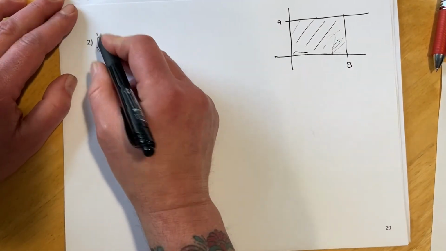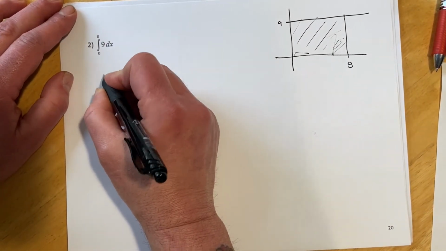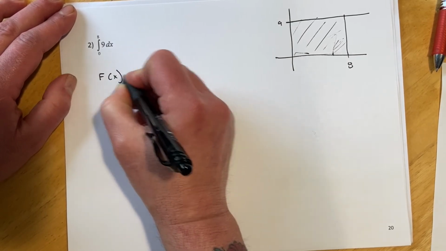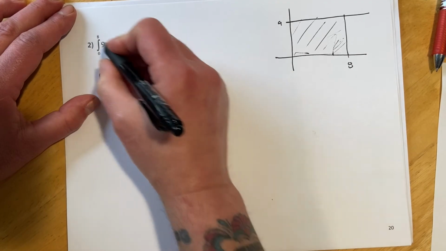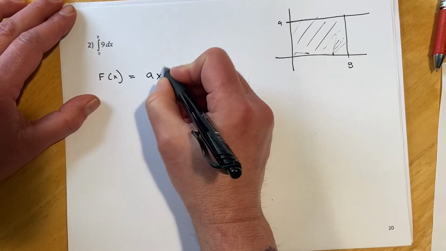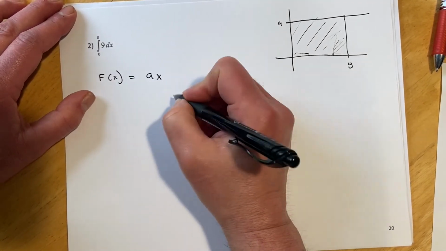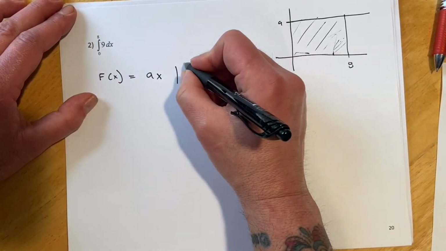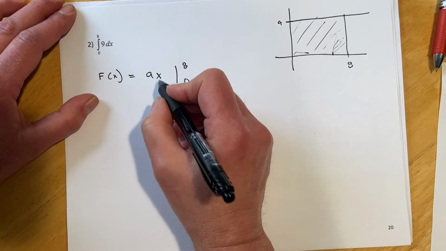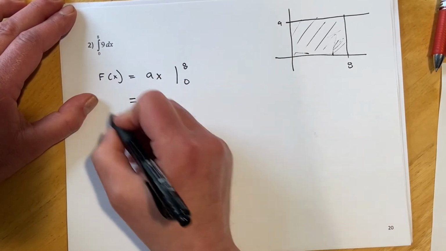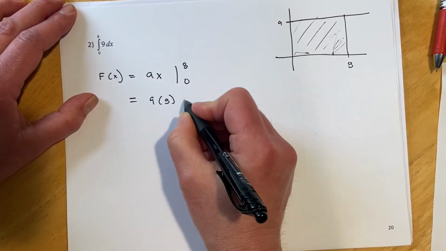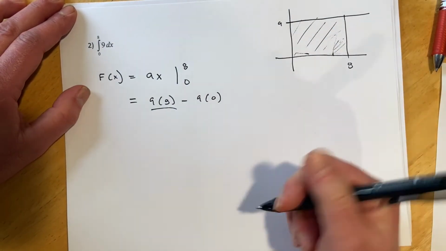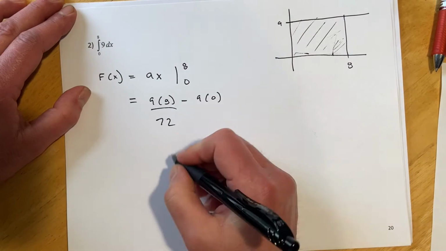So if I do this integral, f of x will equal 9x to the first over 1, right? Evaluated on the interval from 0 to 8. So then that would be 9 times 8 minus 9 times 0, and there's the exact 72 minus 0 that we would expect.